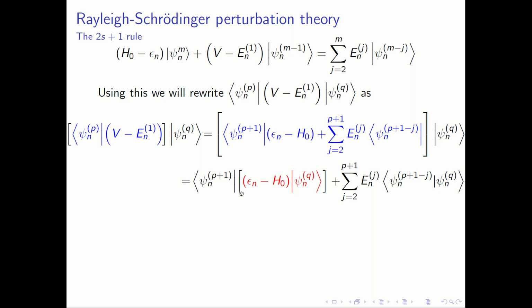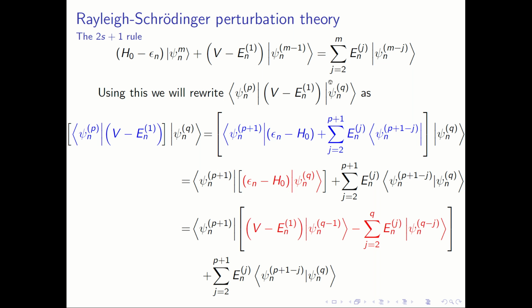Now you can easily realize that I have put in a bracket here and written these two terms in red, simply to emphasize that I am going to use the perturbation equation again to rewrite (E_n minus H_0) psi_n^q, and that's pretty straightforward. It's going to be (V minus E_n^1) psi_n^(q minus 1) minus a bunch of terms, because this is going to move to the other side.